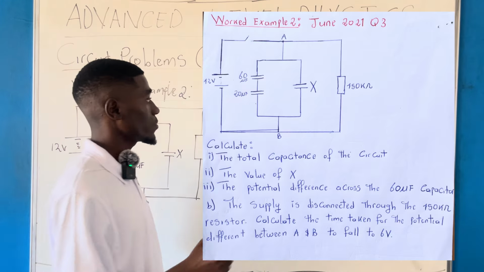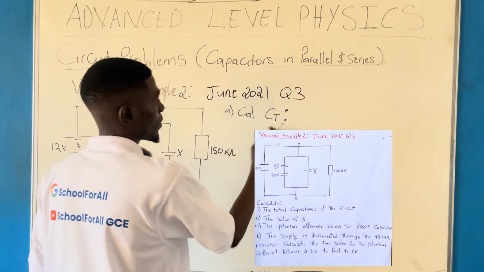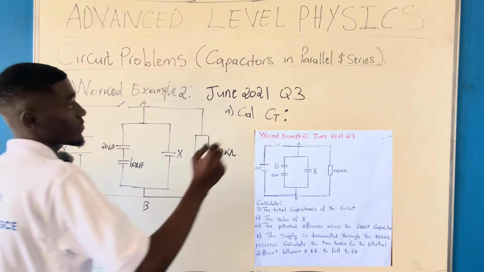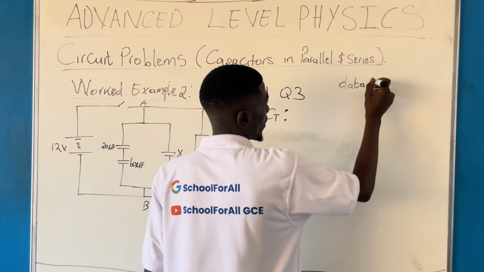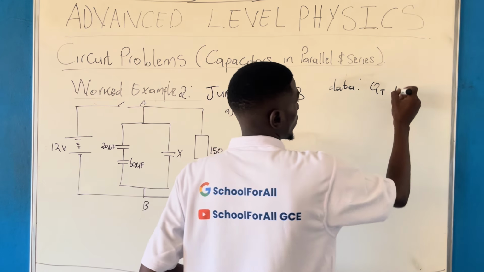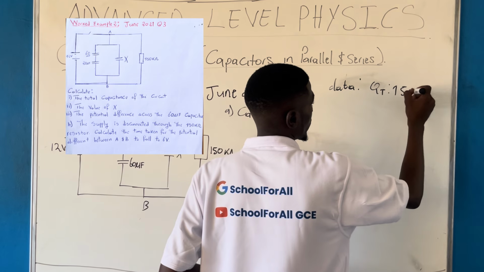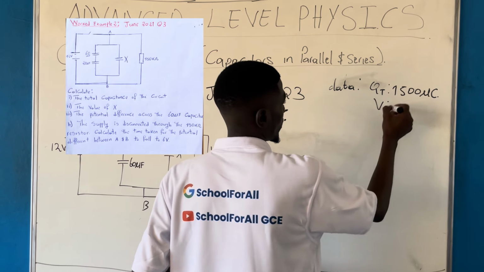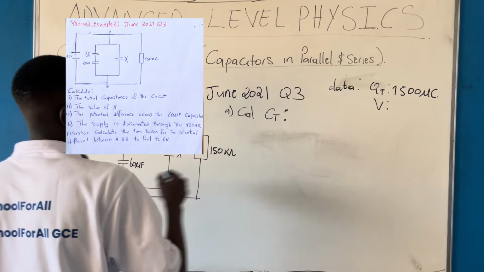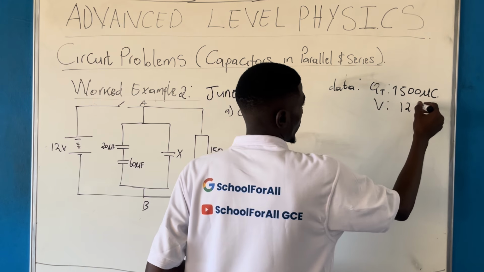Okay, students, so the first question is asking us to calculate the total capacitance of the circuit. Let us first of all take the data that we are having. What we are having is 1500 microcoulombs, and we are also having the voltage. We are having the PD of the circuit, which is 12 volts.